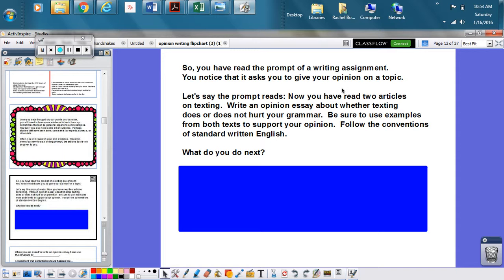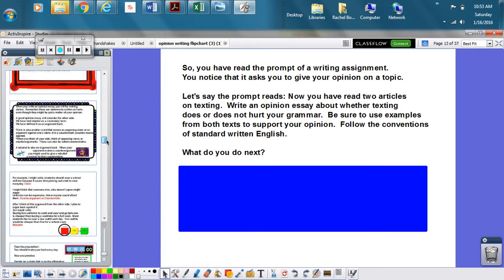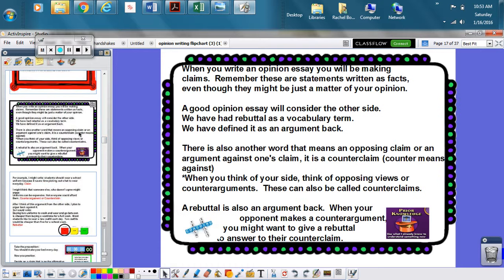So once we have read the prompt and we know that we are asked to give our opinion, we know that our purpose is to persuade, and we know what our organization is going to be. The next important thing that we looked at was that a good opinion essay will consider the other side.